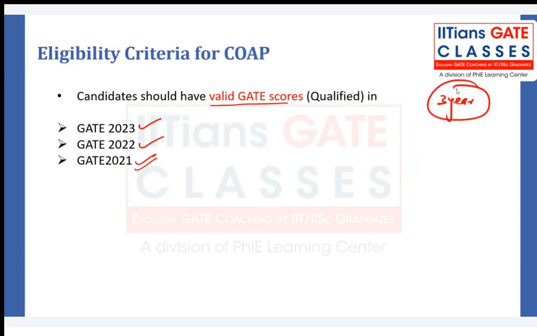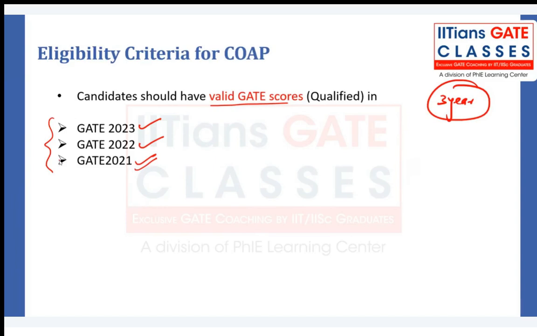You have to utilize that score where your score is maximum. So in 2023, if you have the maximum score, you can use this GATE score. At least one GATE score is important and necessary. So these are the three years which are valid for COAP to get registered.